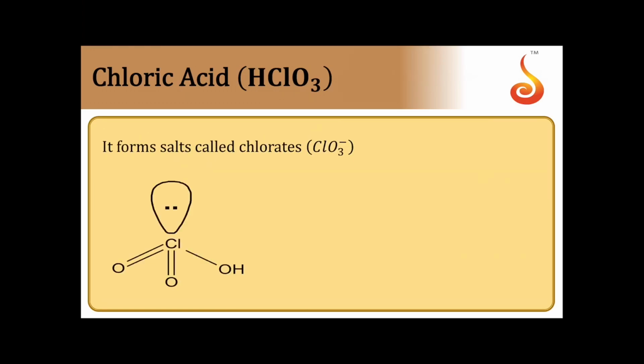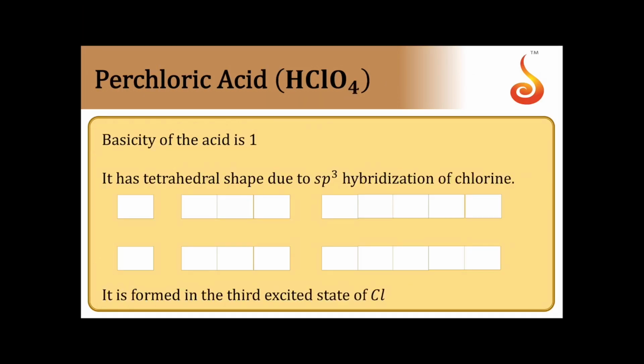Now the structure is: two double bonds, one OH group, and one lone pair present on chlorine. And the anions are called chlorate anions. Then the next one, the last one, perchloric acid, HClO4.